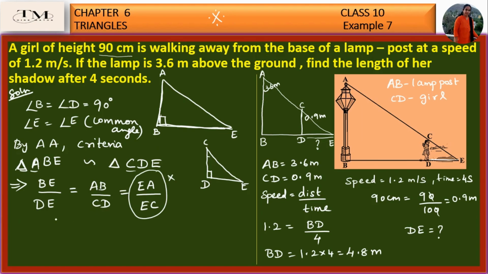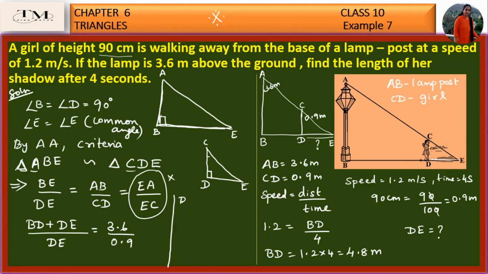What is BE? BE is the length, so BE is nothing but BD plus DE. If you observe the figure, BE is BD plus DE, divided by DE, which is equal to AB by CD. What is AB? AB is 3.6. What is CD? It is 0.9. We don't know DE, which we have to find out.